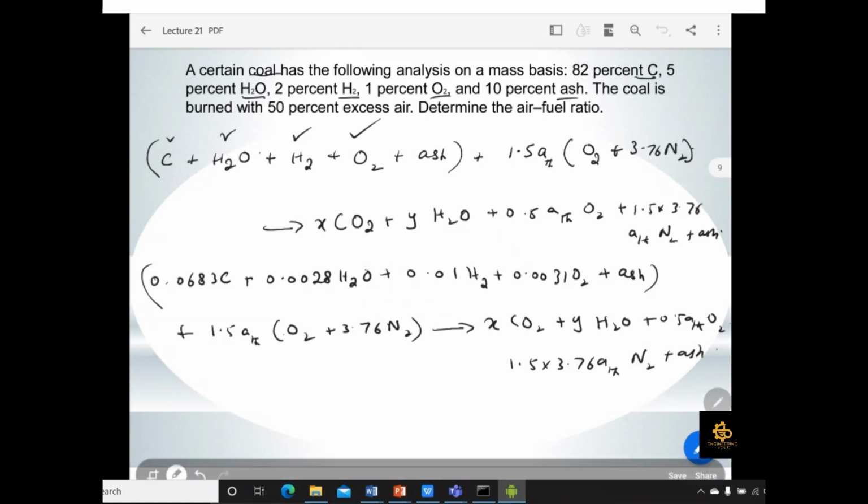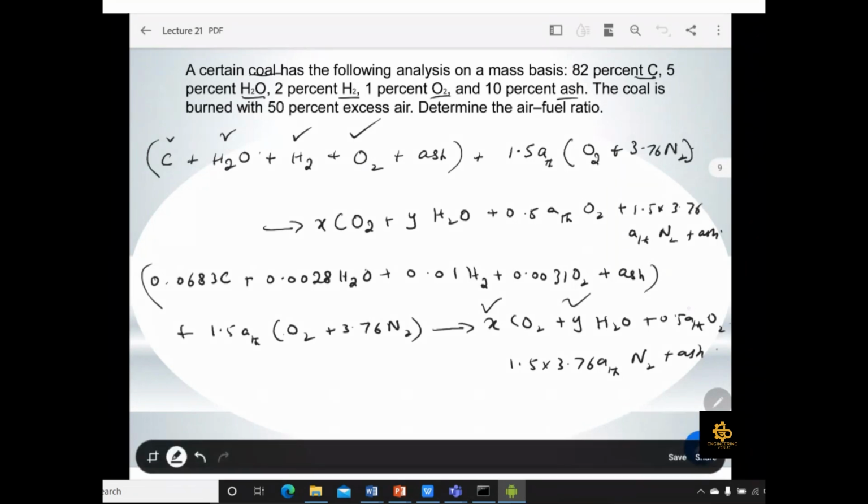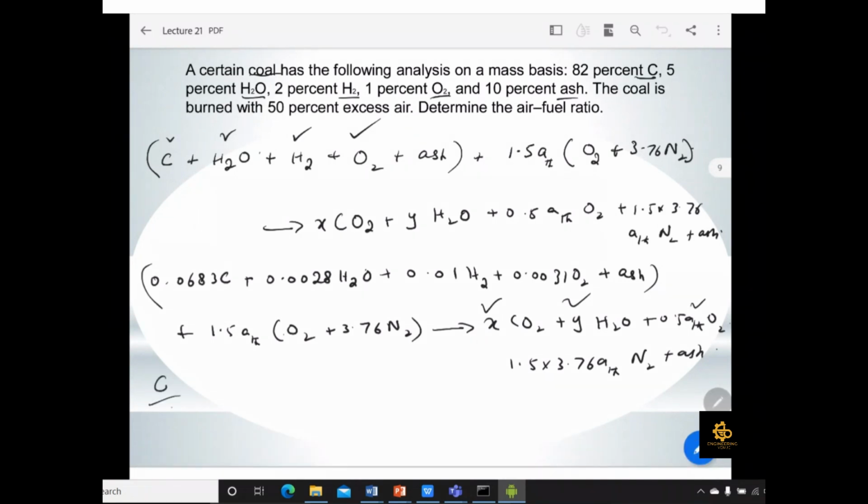Okay, so now first thing is you have to find all these values X, Y, a_th. You can easily find them by applying the balancing of carbon, H and O2. If I apply the balancing of carbon by using this chemical equation, it turns out to be 0.0683 is equal to X. So now X is known.